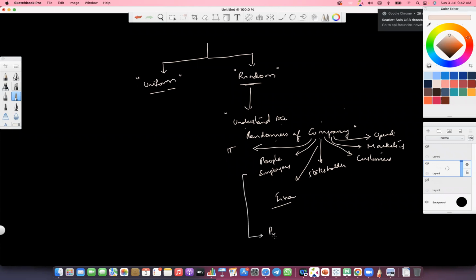By using Python, or your ML, or deep learning, or time series, or Tableau, or SQL, or your deployment. By using all these tools, you are trying to understand the randomness of the companies so that the companies have a connection over the activities which they are doing.